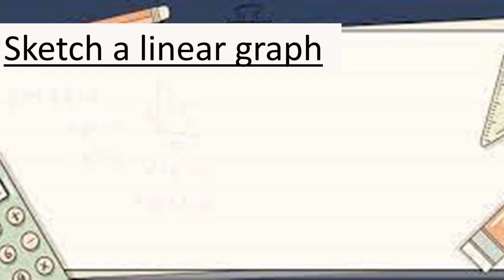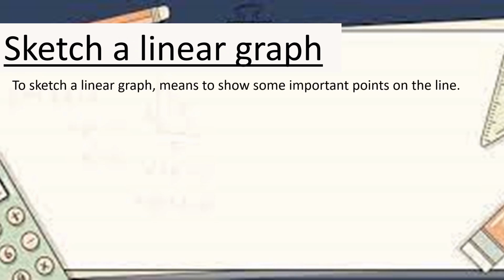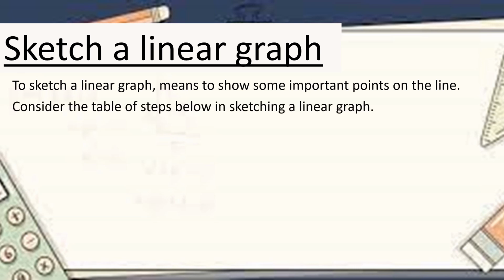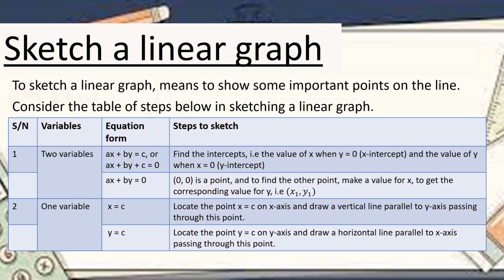To sketch a linear graph means to show some important points on the line. Please consider the table of steps below in sketching a linear graph. Number 1, the one of two variables, and number 2, the one of one variable.